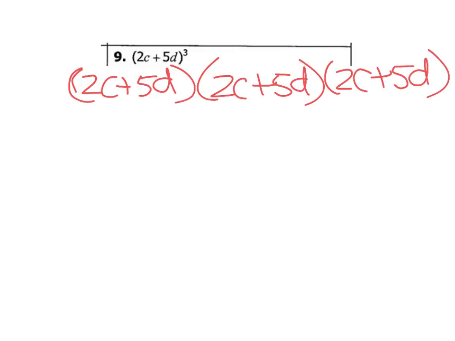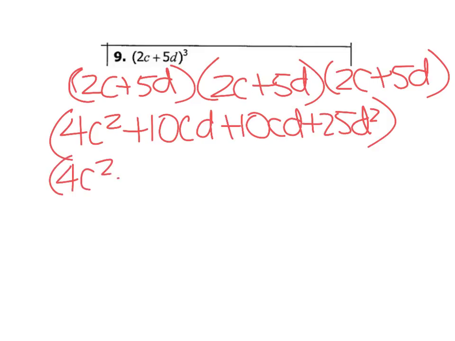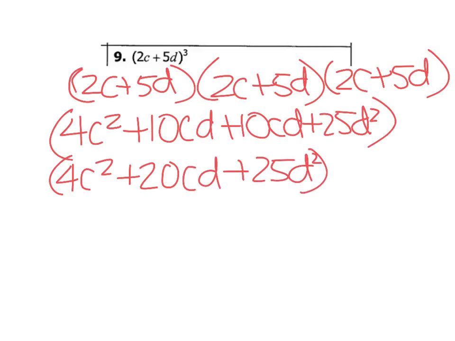All right, and then we've got to FOIL it out little by little. So start by FOILing the first two out. So we get 4c squared plus 10cd plus 10cd plus 25d squared. And if we simplify this out, we get 4c squared plus 20cd plus 25d squared. And then we've got to bring down that last 2c plus 5d.